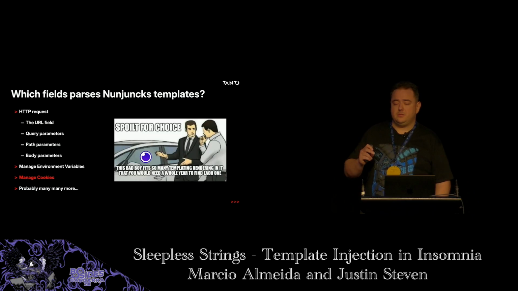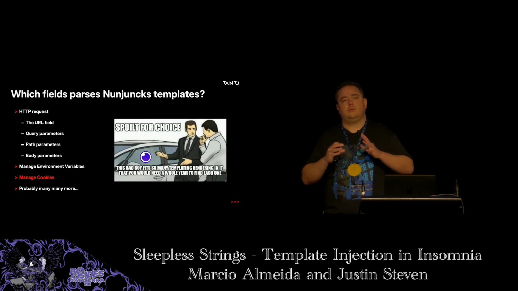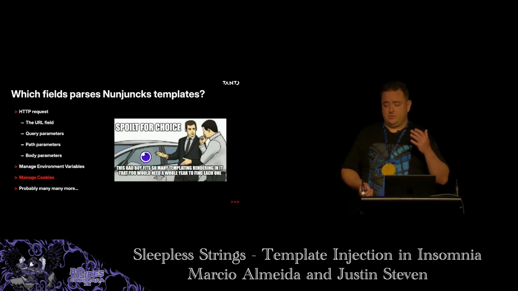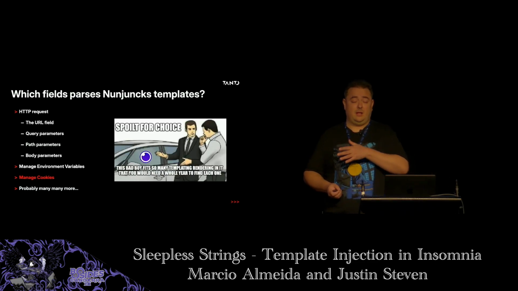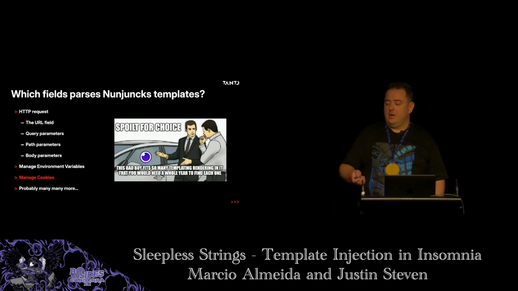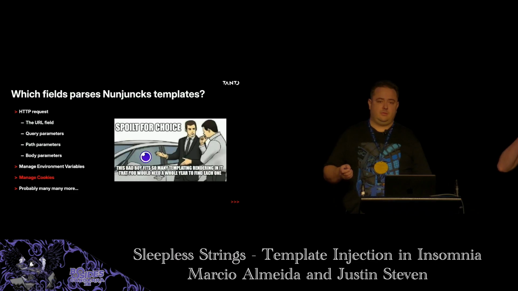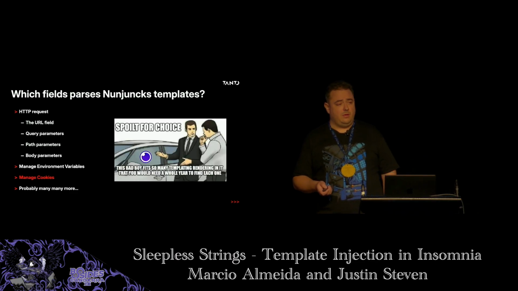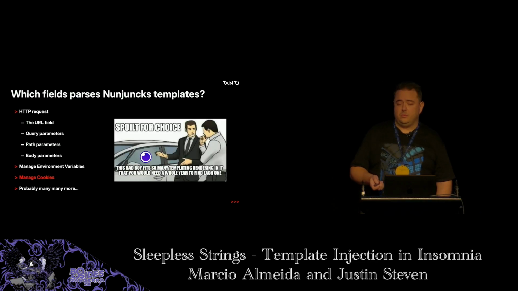My mindset to attempt to find that was, okay, we know that this app handles templates everywhere. So let's start mapping this. Just so you have an idea, it's a lot of places, mate. The first one, just the HTTP request here, pretty much all the fields there are template handling. And manage environments as well, as I told you guys, and manage cookies too.